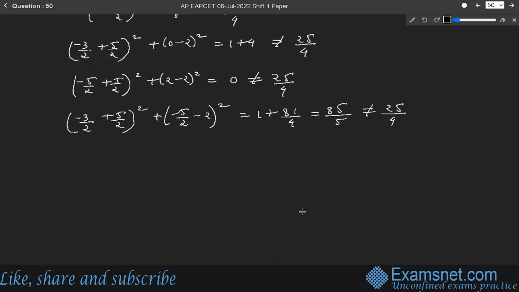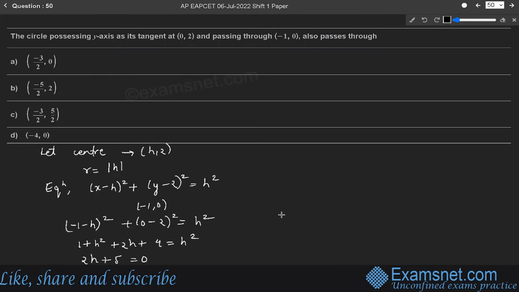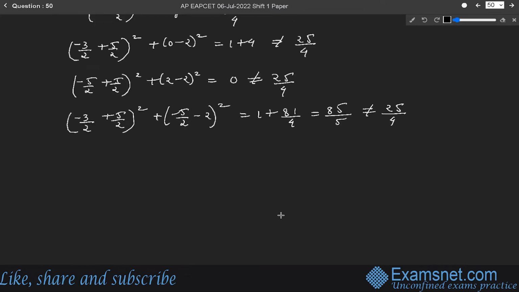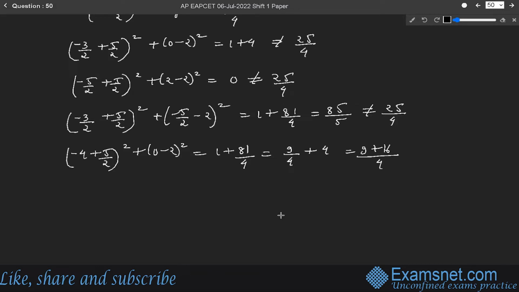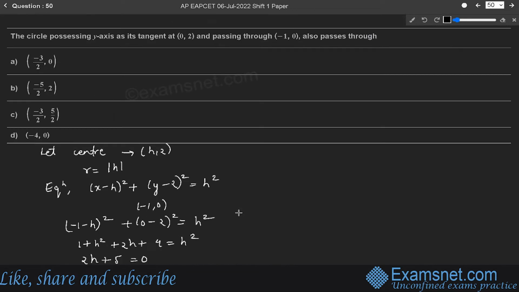So let us check it with option D. Option D is (minus 4, 0). So the distance of the center from (minus 4, 0) will be (minus 4 plus 5 by 2) whole square plus (0 minus 2) whole square, which is equal to 9 by 4 plus 4, which will be equal to (9 plus 16) upon 4, which is equal to 25 upon 4. Therefore, we can say that it passes through (minus 4, 0) because it has satisfied the given equation. Therefore, the correct option here is option D.